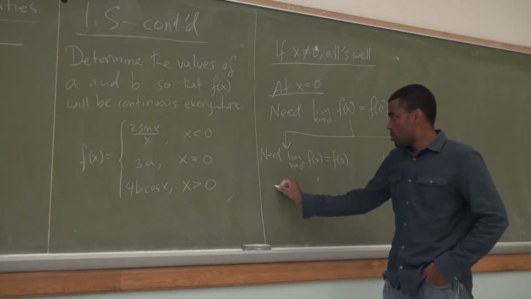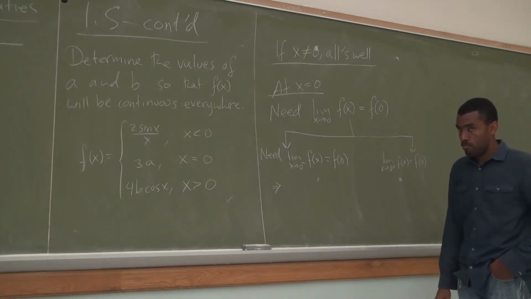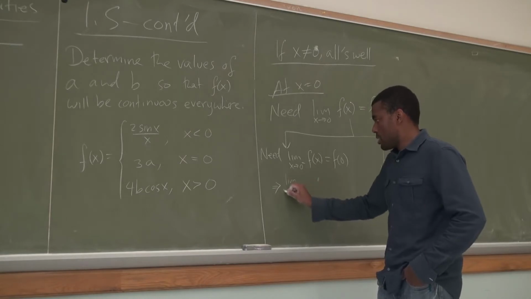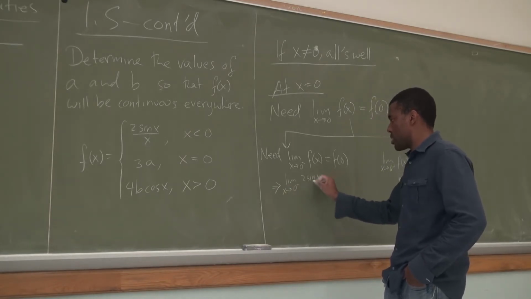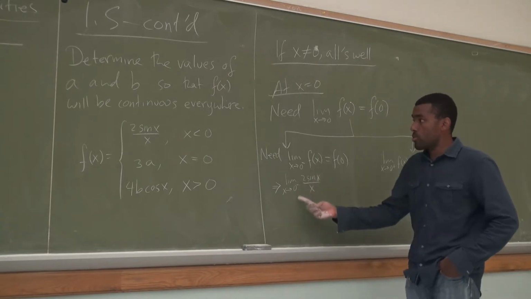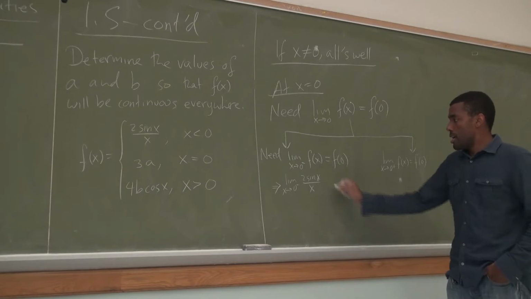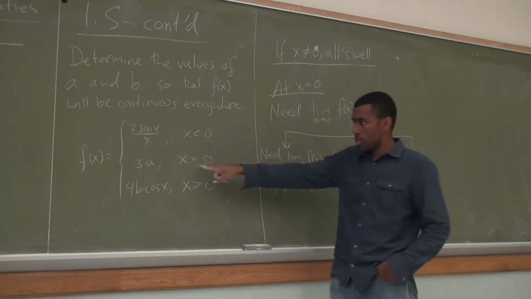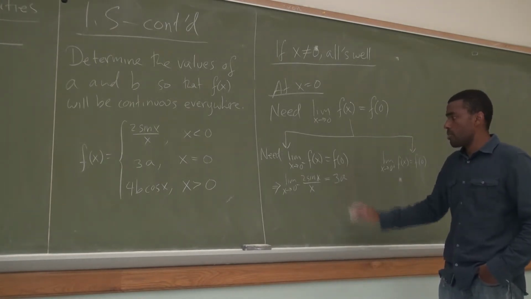On this side, what would you need? 2 sin x over x equals 3a. This is the limit as x approaches 0 from the left of 2 sine x over x. Approaching 0 from the left means you're looking at when x is less than 0. And that must be equal to the definition of the function at 0, which according to this is 3a. So I need that to be equal to 3a.